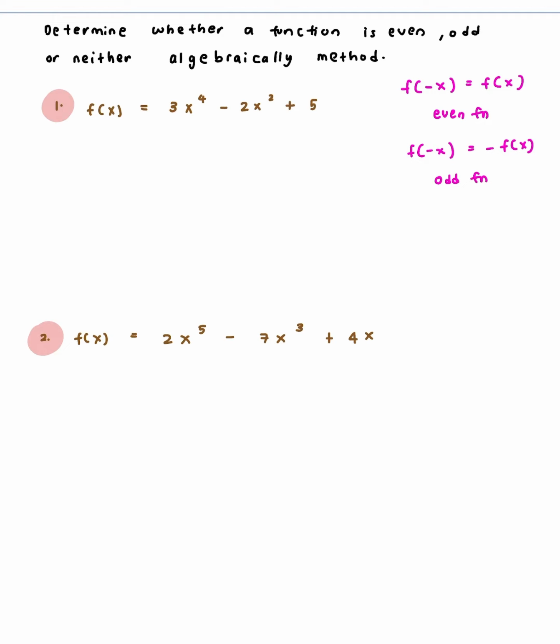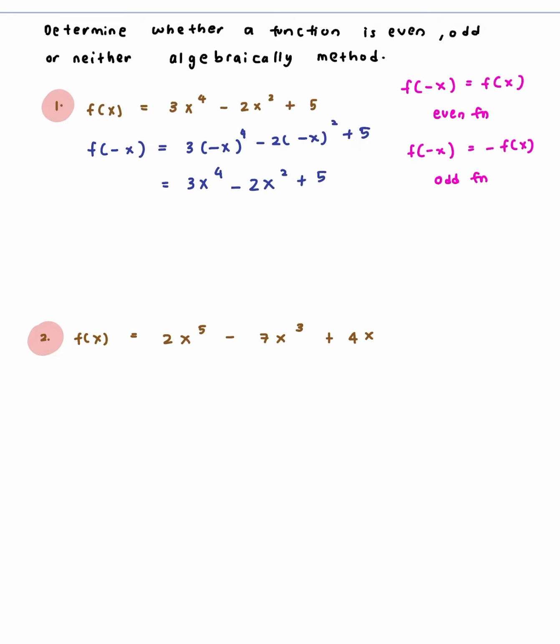f(x) is given as 3x to the power of 4 minus 2x squared plus 5. Let's substitute x with negative x first. So f(negative x): all the x values on your right-hand side are substituted with negative x. So you have 3(negative x) to the power of 4 minus 2(negative x) squared plus 5. Then you simplify the right-hand side. Negative x to the power of 4 is positive, so you have 3x to the power of 4. Negative x squared is also positive, so you have minus 2x squared plus 5.